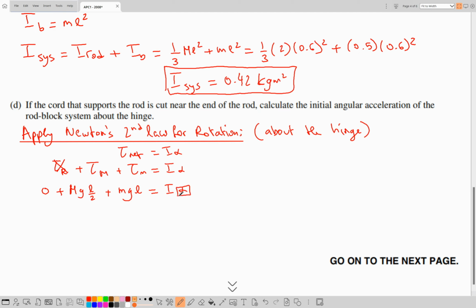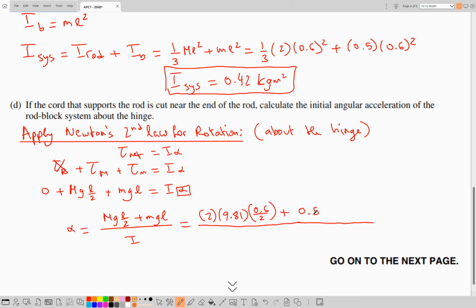Now we're interested in determining alpha, so alpha in this case would be given by MgL/2 plus mgL, divided by I. Now we have all the numerics. Capital M is 2, g is 9.81, and L is 0.6 divided by 2, plus small mass, which is 0.5, g is 9.81 multiplied by 0.6, divided by the rotational inertia that we have determined, which is 0.42. And plugging that into the calculator, we're going to have a value for alpha, the angular acceleration, of 21. And remember that the unit of alpha is radians per second squared.